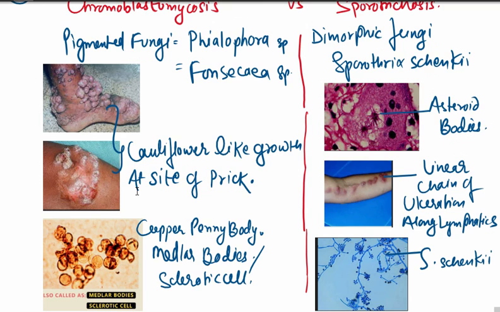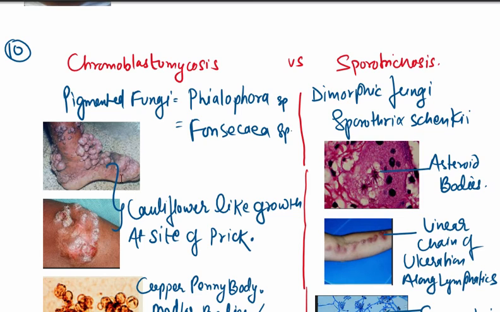Next one, the differences between chromoblastomycosis and sporotrichosis. Both are fungal infections of the skin. In chromoblastomycosis it is a pigmented fungus. On the other hand, sporotrichosis is caused by a dimorphic fungus. Chromoblastomycosis has two species, Phialophora and Fonsecaea. The dimorphic fungus of sporotrichosis is Sporothrix schenckii.